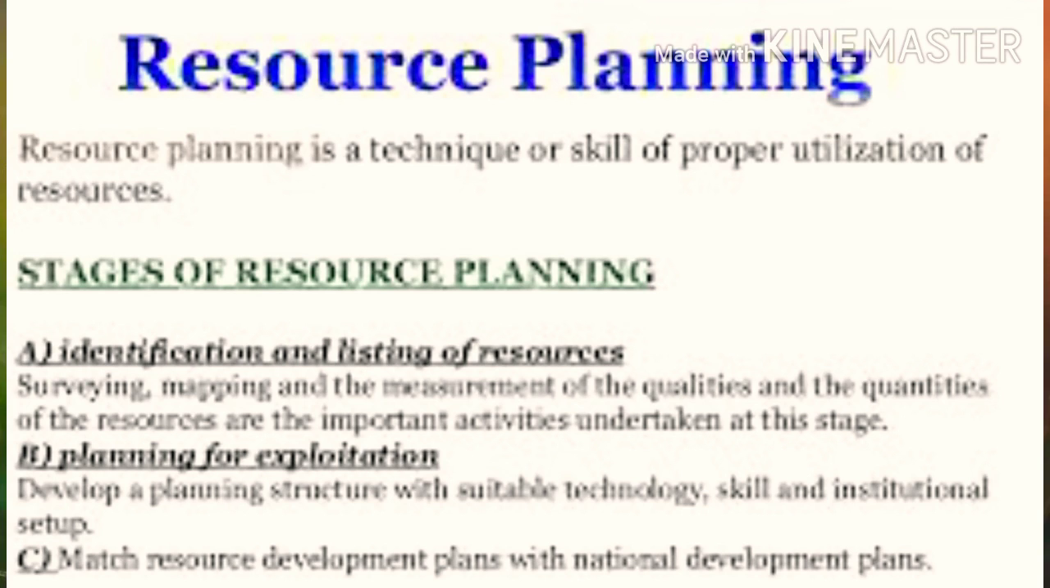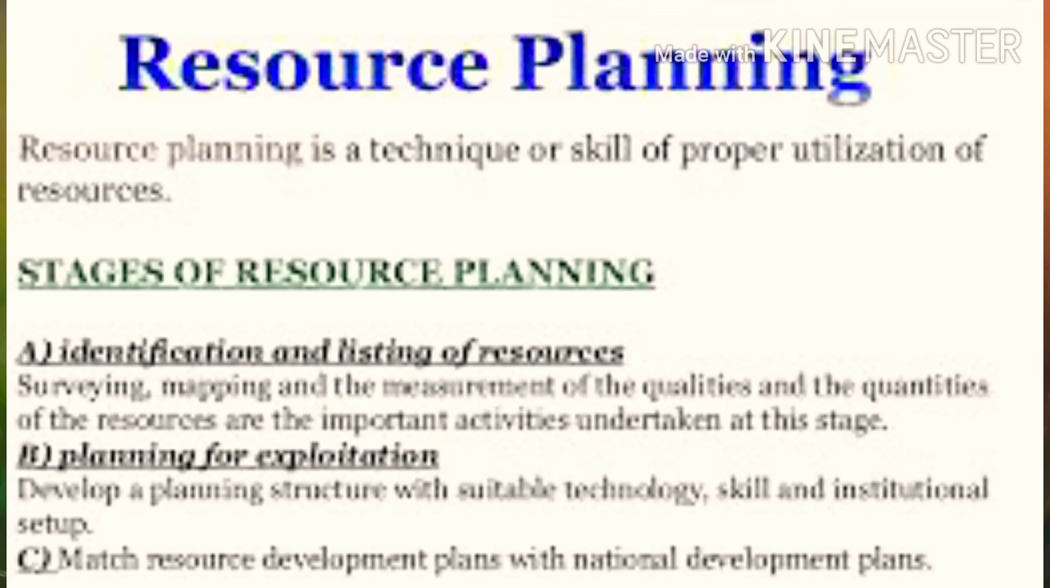Resource planning is a widely accepted strategy for judicious use of resources that we already studied. So, now we are going to study the three main phases or the three main steps involved in the resource planning in India. Resource planning is a technique or skill of proper utilization of resources. So for this proper utilization of resources, with the help of this technique and skill, we want to involve three phases or three steps which were widely used or widely accepted in the resource planning in India.